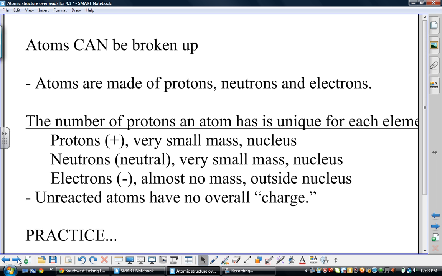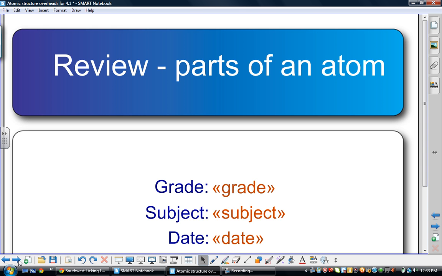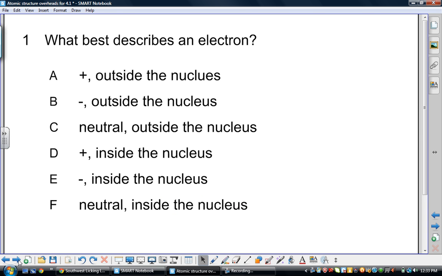We know, of course, that atoms can be broken up. They're made into the subatomic particles. This is a summary of what we talked about before, and we practiced this with the students, identifying protons, neutrons, and electrons. And we had a little quick clicker activity that we did on that. And these are the kinds of things students should know.